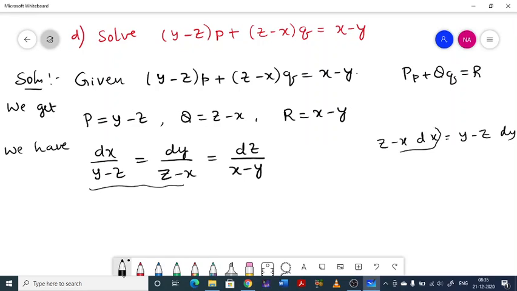If you have only functions in x on one side, only functions in y or z on the other side, then you can apply separation of variables. In this case, separation of variables you can't apply because we don't get functions in one variable on one side and functions in the other variable on the other side. So we have to go for multipliers. So choose multipliers.